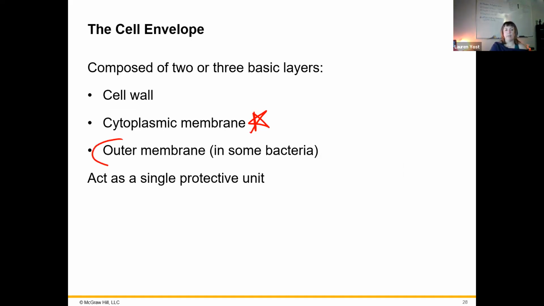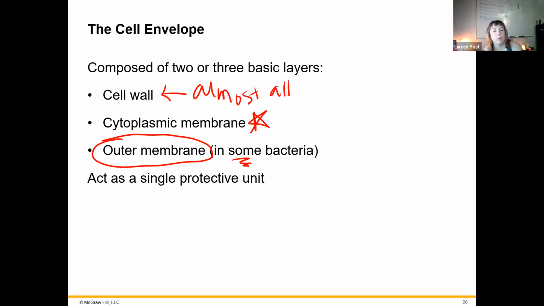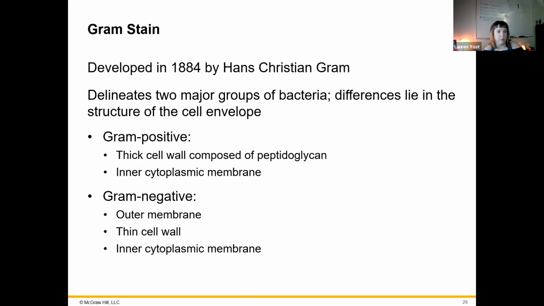Some bacteria have an outer membrane. There are some bacteria that do not have this. This is almost all bacteria. Okay, that's a word that means almost all, apparently. I don't know where I got that from, but okay, so that whole thing acts as the protective unit and helps hold everything into the cell.